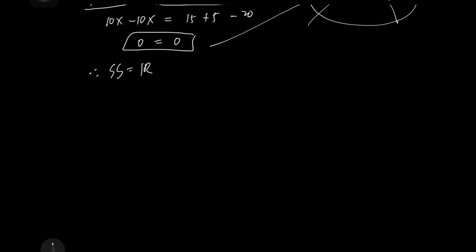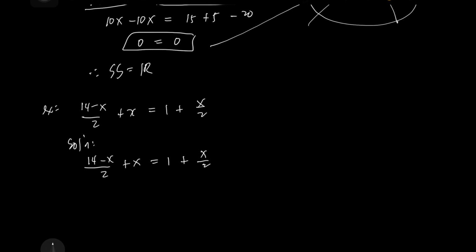Then another example, one last example before we proceed to our next equation. Let's have 14 minus x over 2 plus x equals 1 plus x over 2. We can eliminate the 2 on both sides by multiplying by 2. So we have 14 minus x plus 2x equals 2 plus x.